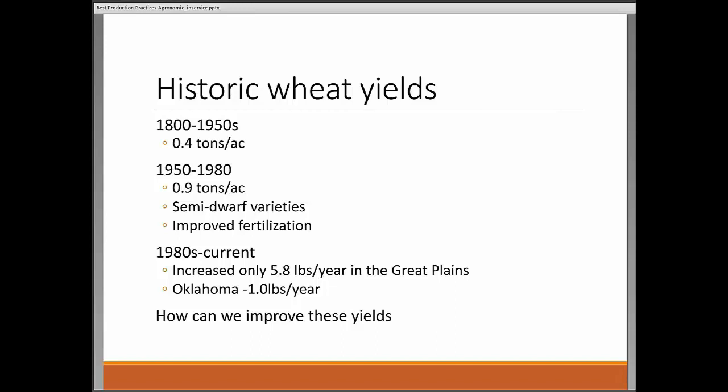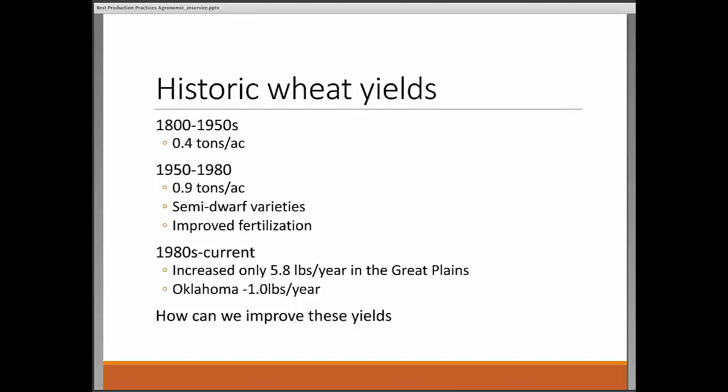However, since the 1980s, what we've seen in the Southern Great Plains, or the Great Plains in general, is only about a 6 pound per year increase in our wheat yield. And the benefit to Oklahoma does not look as bright, because ever since the 1980s, we've actually been decreasing our average yield by about 1 pound a year. So even though we've got better genetics, Dr. Carver here at Oklahoma State, as well as a lot of the private industry, getting better technological advances, we're still as a state decreasing our pounds per year.